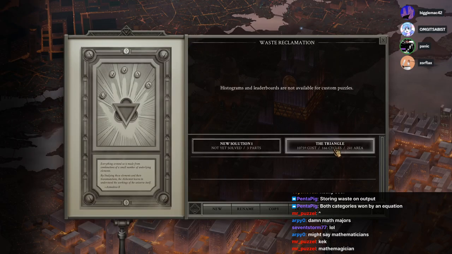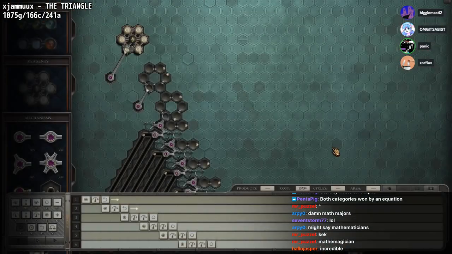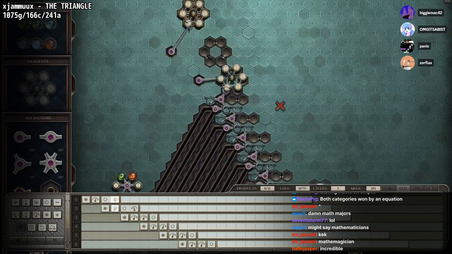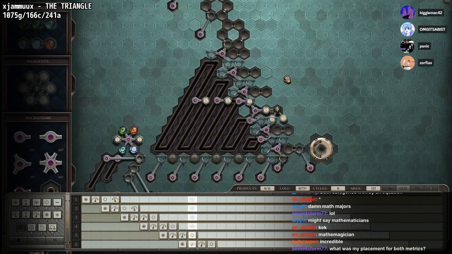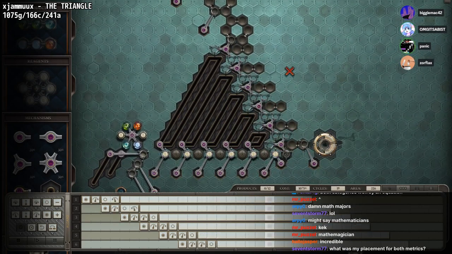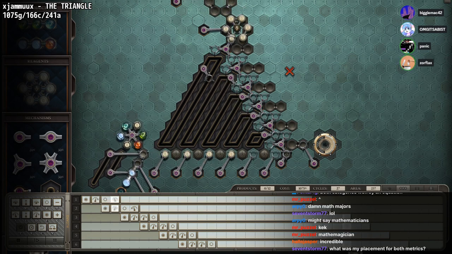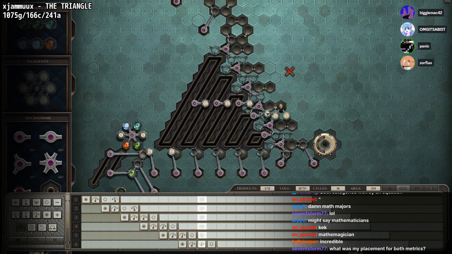So let's see. First up, we have The Triangle by Jammu. Yeah, I don't know. First ever submission. Flare vibes. Yeah, this is very... I've seen a surrender flare solution very similar to this.